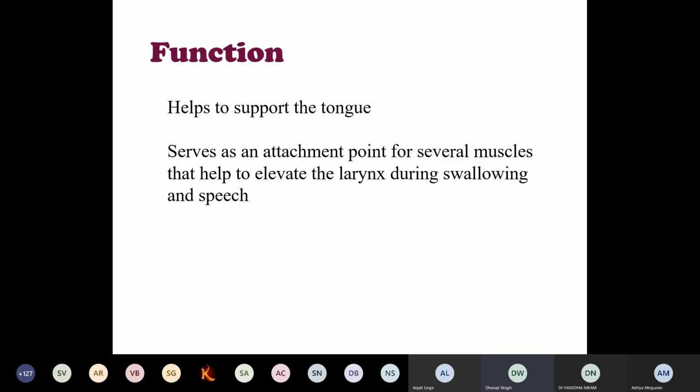Now, see the function of the hyoid bone. The hyoid bone helps to support the tongue, and it serves as an attachment point for several muscles that help to elevate the larynx during swallowing and speech.